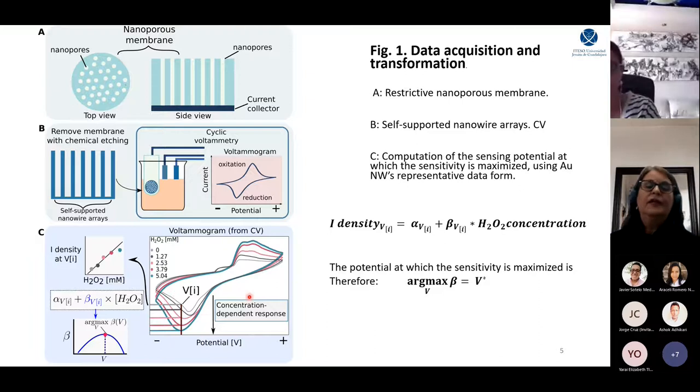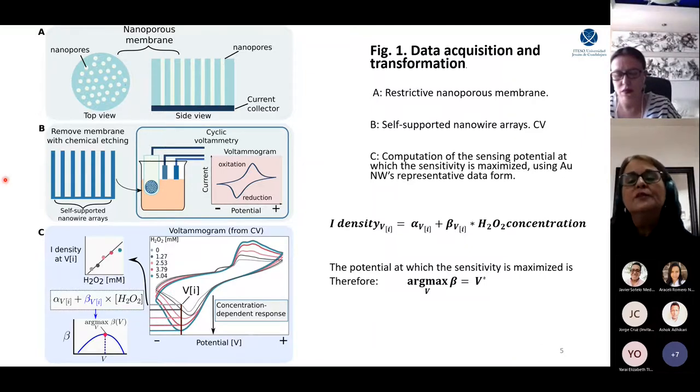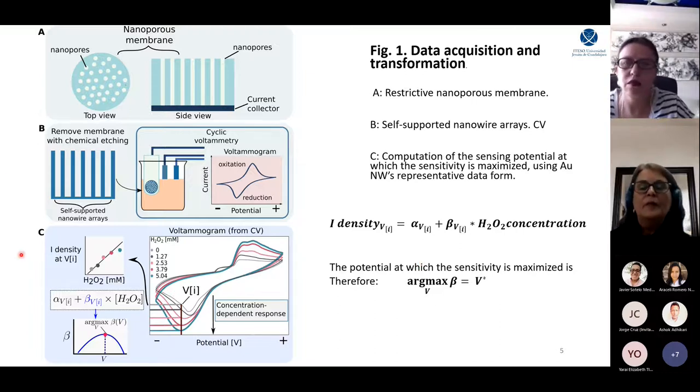Hence, for each potential V sub i, we obtain five pairs of current density and concentration, and estimate the sensitivity of the sensor with the slope of the linear regression beta in the equation: current density is equal to intercept plus beta times hydrogen peroxide concentration. Moreover, it is important to know the potential at which the sensitivity is maximized, the argmax of beta. We call it beta asterisk.